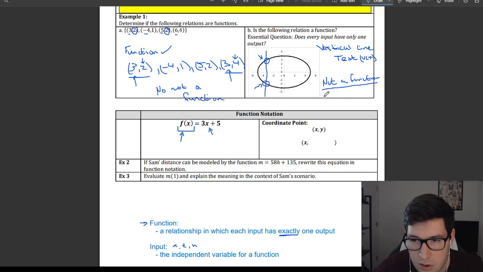This is not a function, and it doesn't pass our vertical line test. All right, take 30 seconds, have this down.